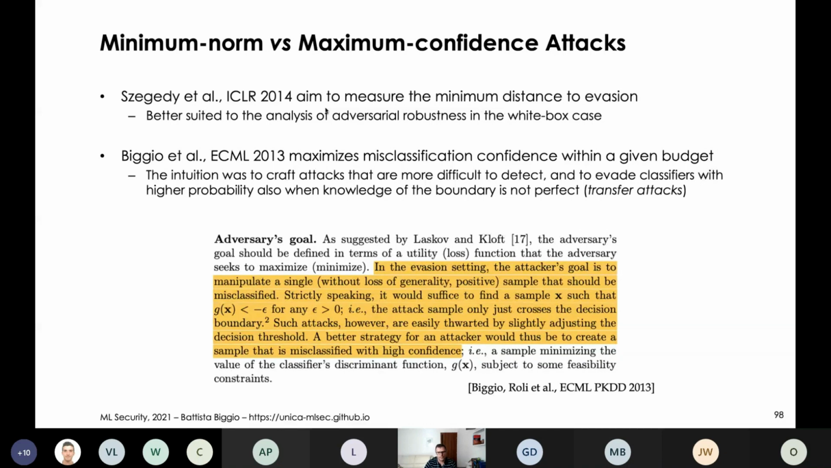Okay, and this is something we already wrote back in time in this paper that I mentioned yesterday. So in case you're interested, you can have a look at that as well.